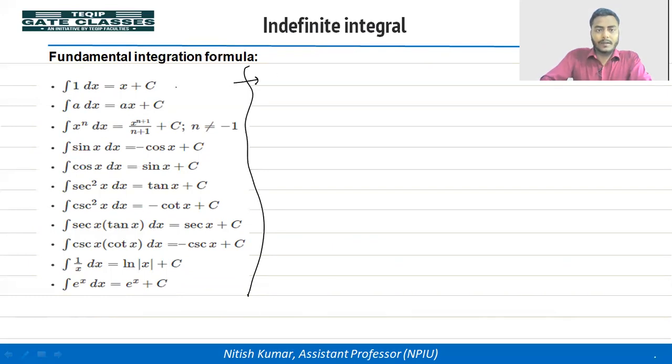I'm going to check a few, whichever is on the right side. So differentiate x plus c with respect to x. The differentiation of x is 1, and of c is 0. You are getting 1, so the left side function is 1. Okay, this one is correct.